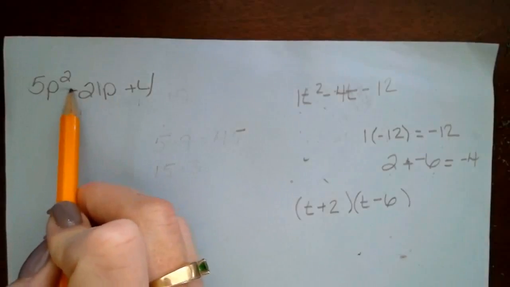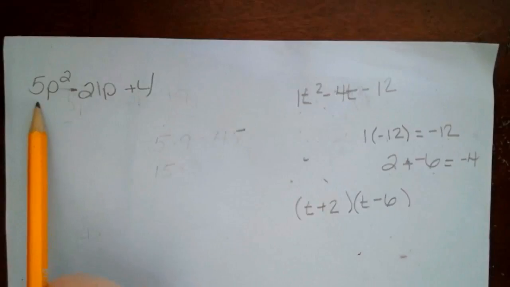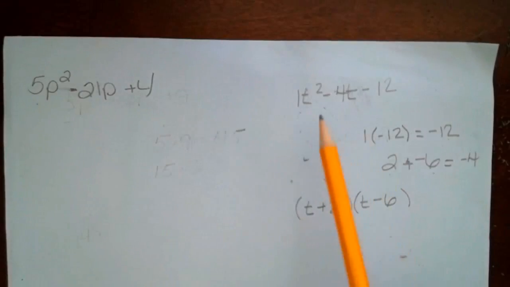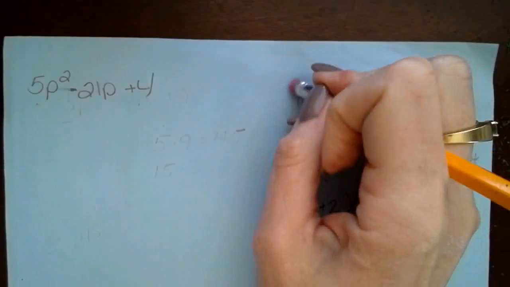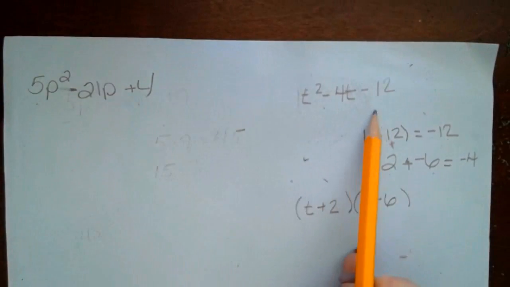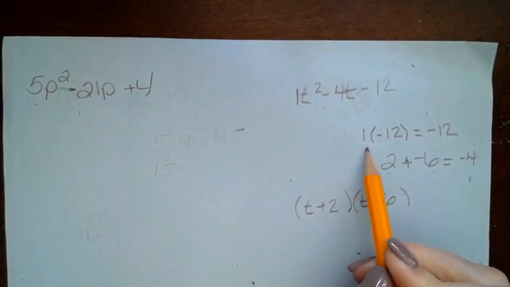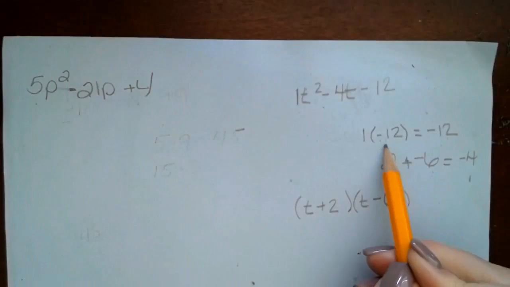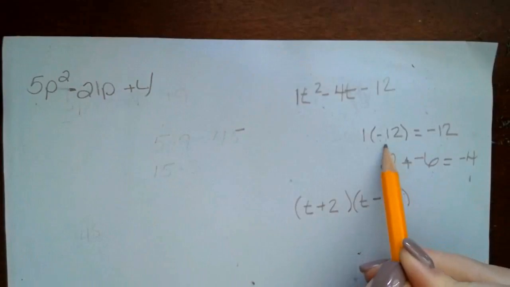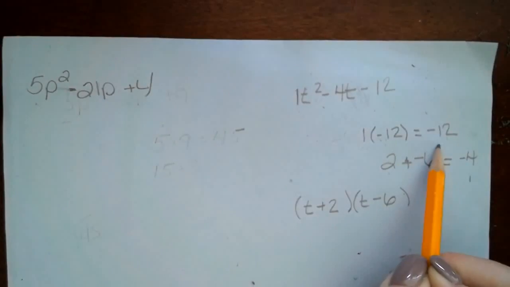To look at factoring a quadratic where the a term is not 1. So to refresh, if we were to factor a quadratic where the a term is 1, so t squared minus 4t minus 12, that 1 is implied. We take the product of the a term, 1, multiplied by the c term, which is negative 12. So we're finding the product. 1 times negative 12 is negative 12.